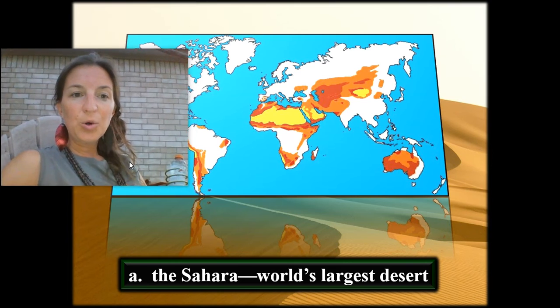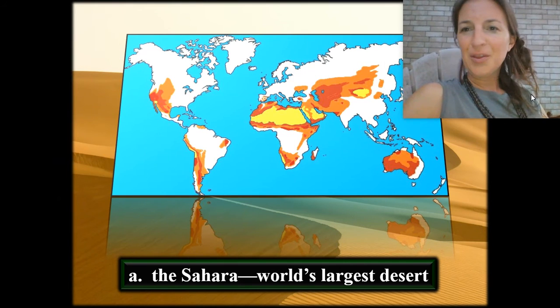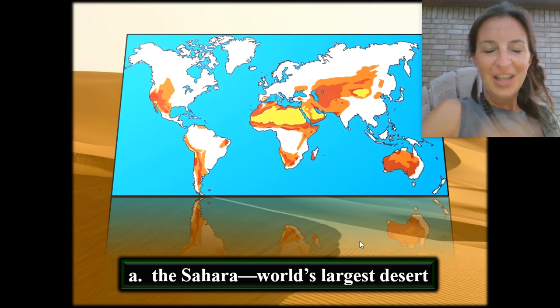The Sahara is the world's largest desert. And if you take a look at this map, you can see where major deserts are in places around the world.